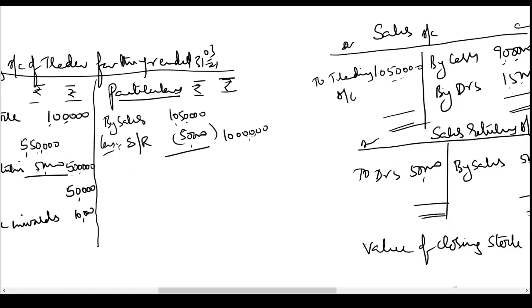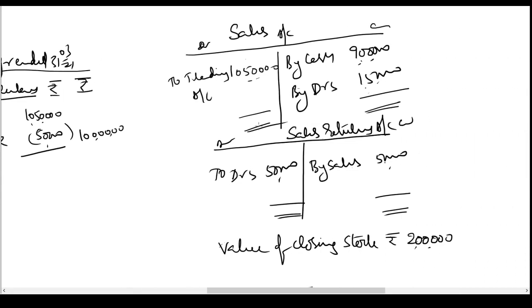I'll explain again. If the balance in the sales account would not have been already transferred to trading account, what we would do is, we will close sales returns by writing here by sales. In sales account we'll write to sales returns 50,000. 10 lakh 50,000 minus 50,000 would be 10 lakh. Only 10 lakh would be transferred to the trading account. That can be an alternative.